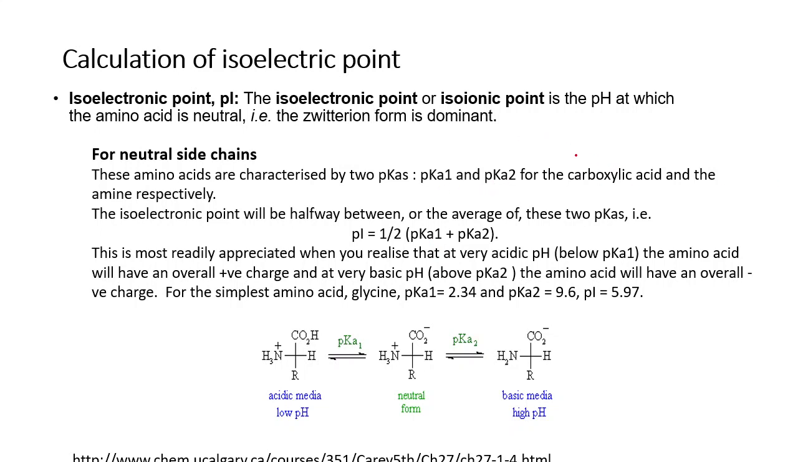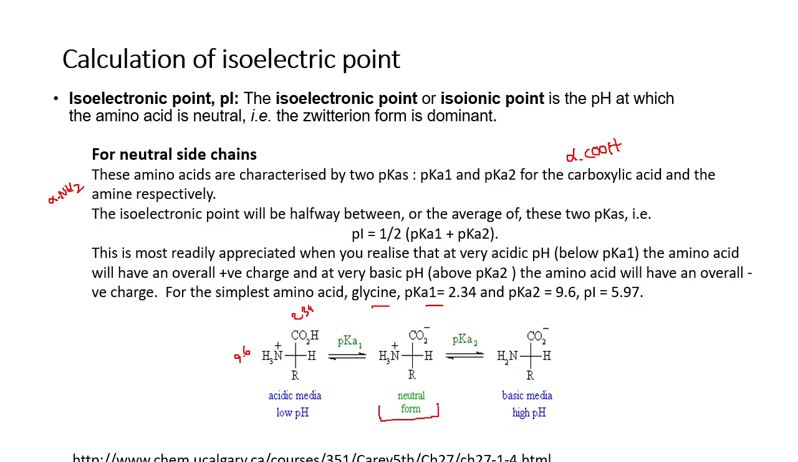That is, carboxylic acid means the alpha COOH and amine means alpha NH2. So if you just take their pKa and take an average, it would become the isoelectric point. For example, glycine: the pKa of this group is 2.34, and the side chain acidity is 9.6. So the isoelectric point is the average of the two, that is 5.97. At 5.97, this is neutral.